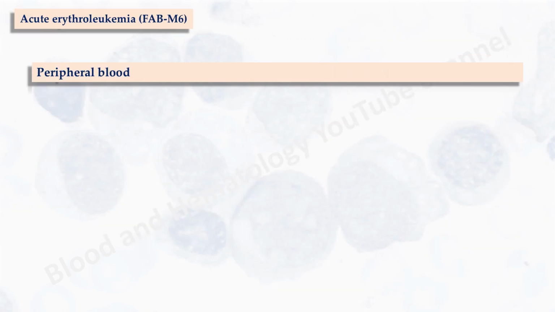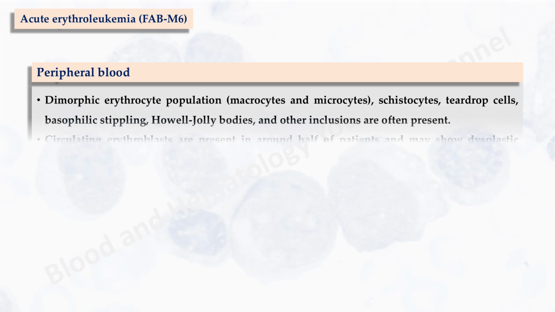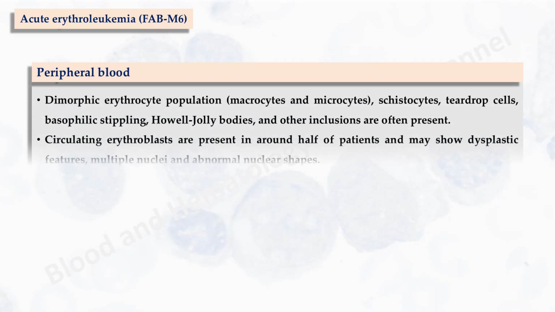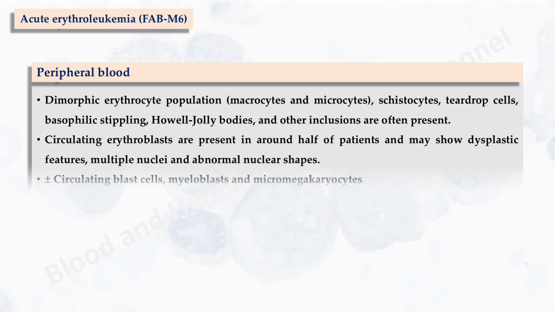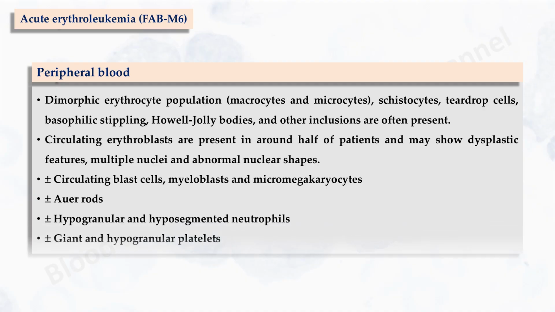In peripheral blood, dimorphic erythrocyte population, schistocytes, teardrop cells, basophilic stippling, Howell-Jolly bodies, and other inclusions are often present. Circulating erythroblasts are present in around half of patients and may show dysplastic features, multiple nuclei, and abnormal nuclear shapes. Circulating blast cells, myeloblasts, and micromegakaryocytes may be present. Auer rods, hypergranular and hyposegmented neutrophils and giant and hypergranular platelets also may be present.